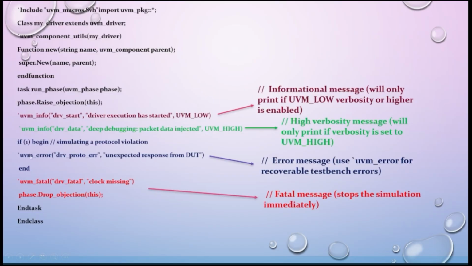So again, if 1 begin, okay, the simulation begins, and then if it is 1, then `uvm_error. It will be reported as an error. So what is the error? Drive photo error, unexpected response from DUT. This is the message actually. This message is displayed as an error message. So this is the error message, right?